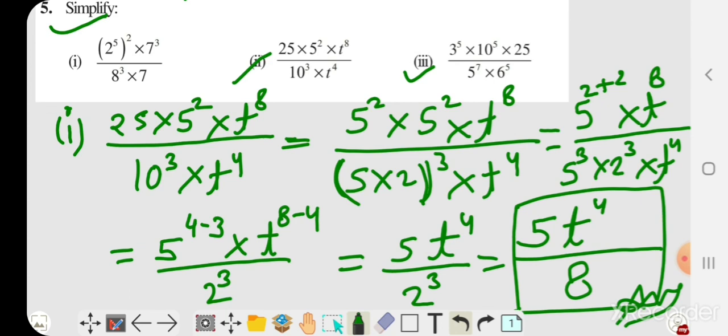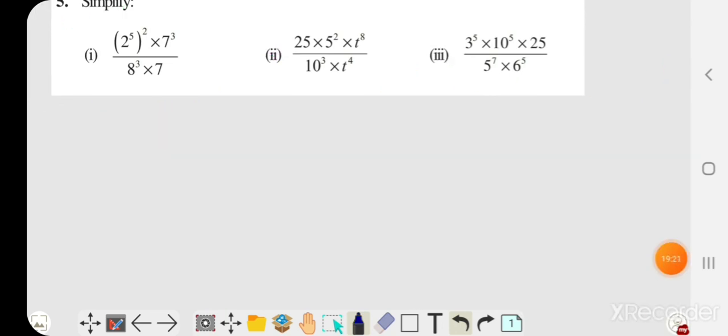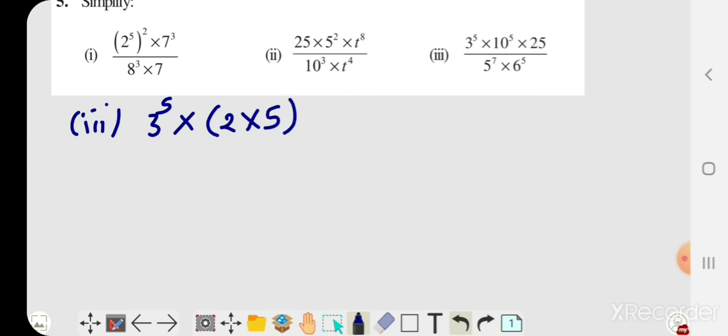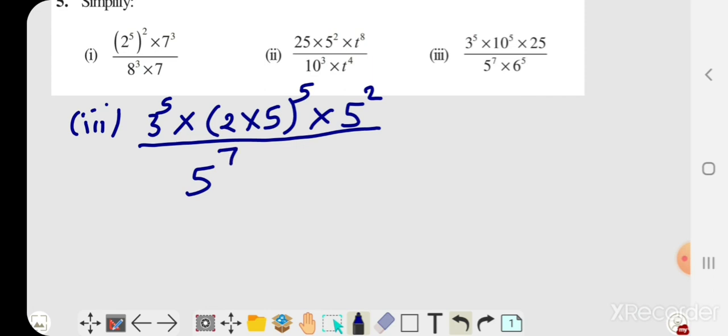Now let's move to part 3. Part 3 is 3 raised to power 5 into, this is 10 raised to power 5. We can write in the form of factors. 10 means 2 5s are 10 raised to power 5 and 25 can be written 5 square, means 5 into 5 is 25. Then it's 5 raised to power 7. We can't split 5, we can't find factors of 5 because 5 is a prime number. Now 6 can be written 3 2s are 6 raised to power 5.